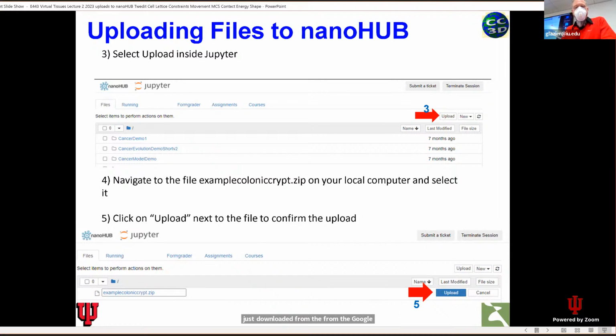Again, it would be more convenient if we could upload directly from Google Drive to nanoHUB, but it's a security thing. No, upload the zip.